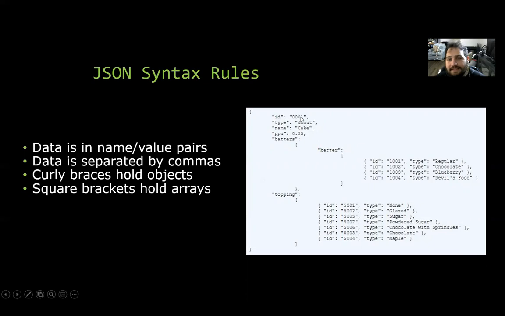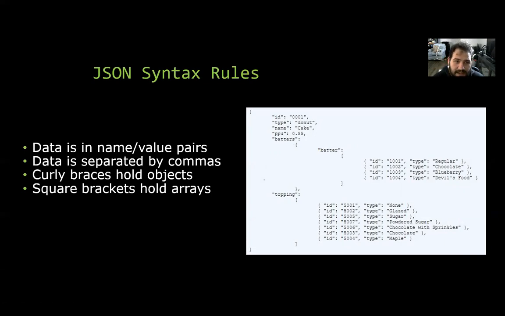So there's ID, which is a number, there's a type, which is a string, there's a name, which is a string. They're all actually stored as strings, but that's how it'll always be. Even these different ones, there's a name batter, and then its value is actually an array instead of a single string. And that's what you have to do for every value that is more than one, you need to have an array for it.